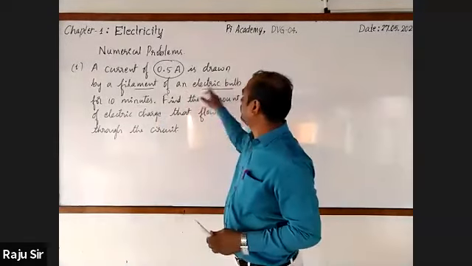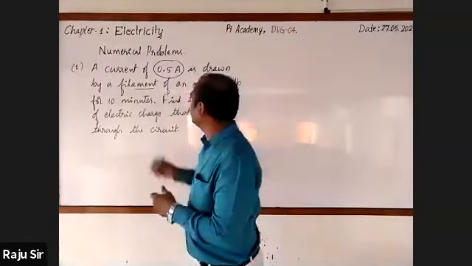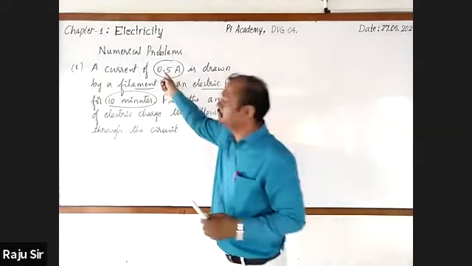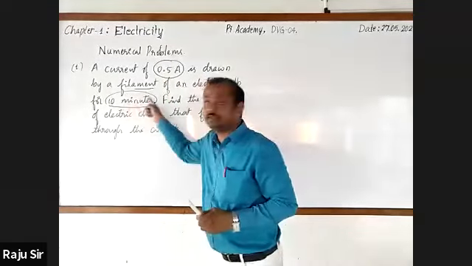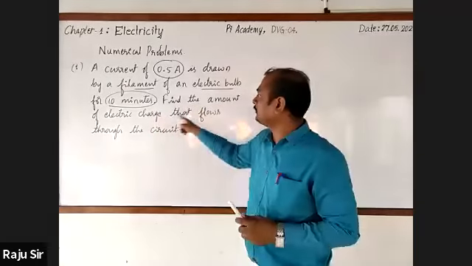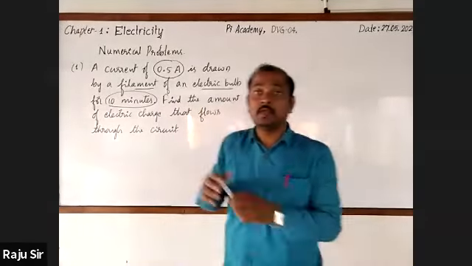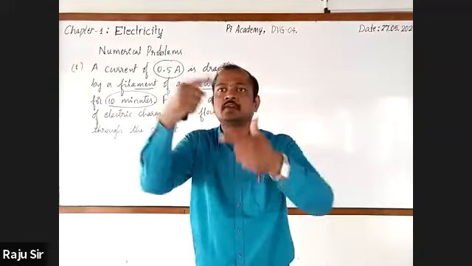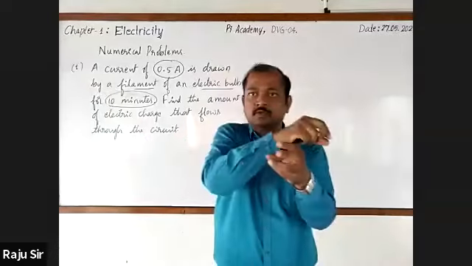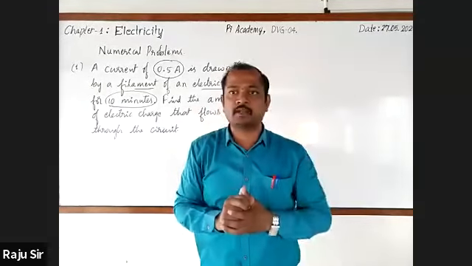By a filament of an electric bulb for 10 minutes. That is, the filament used in an electric bulb will draw a current of 0.5 amps in 10 minutes. If so, then find the amount of electric charge that flows through the circuit. That means in every cross section of the conductor, what charge will flow should be calculated.